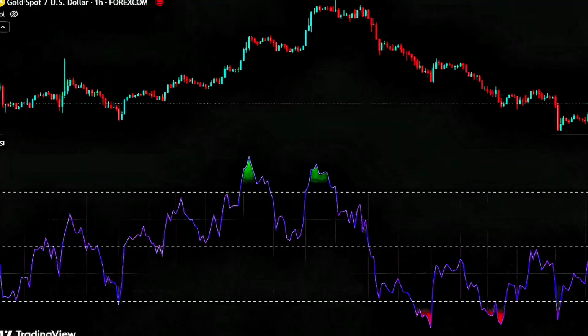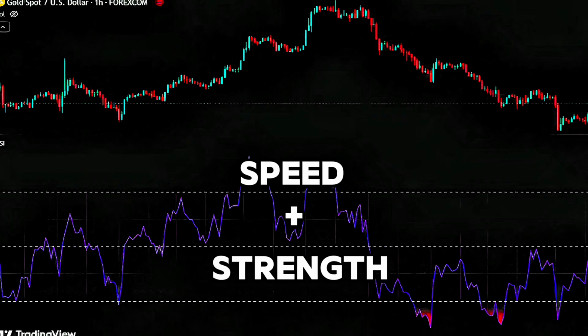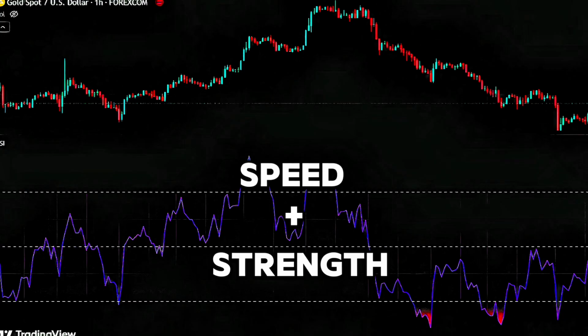So, what does RSI actually do? RSI helps us understand how strong price movements are at any point on the chart, the momentum of the price, and how quickly the price is moving. In simple terms, it shows us the speed and strength behind market moves. Now let me show you how to apply RSI on a chart and understand it properly.